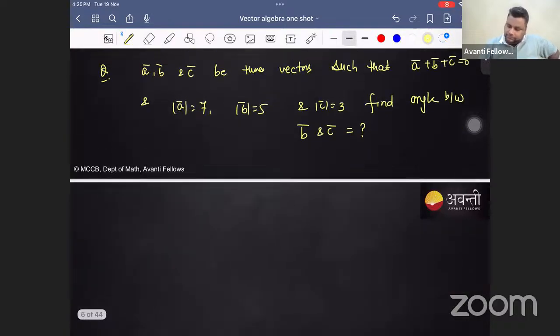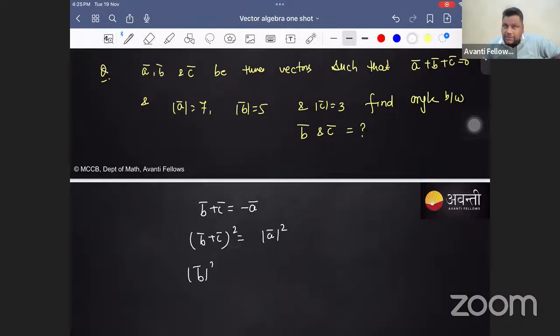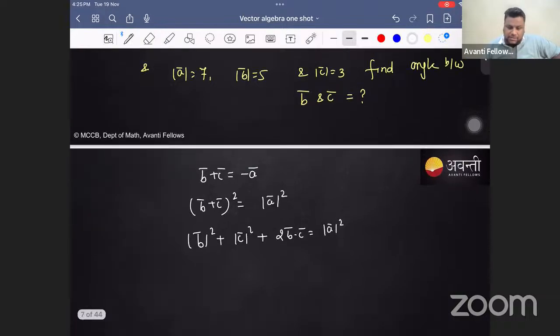Now see. Can I say B plus C is minus A? Because A plus B plus C is 0, so B plus C is minus A. Now square both sides. So you get magnitude of B plus C squared is magnitude of A squared. So it is B squared plus C squared plus twice B dot C is A squared. So B squared is what? 25, C squared 9, 2 times 5 times 3 into cos theta, and A squared is 49, isn't it?